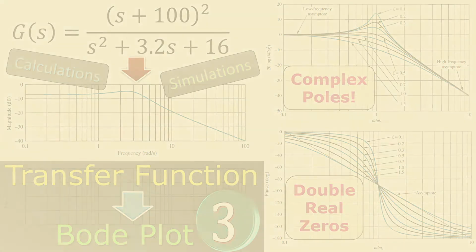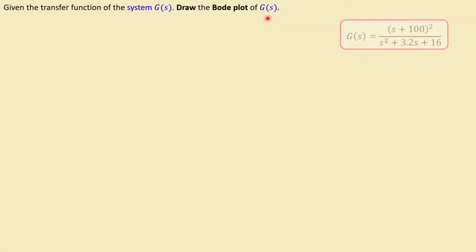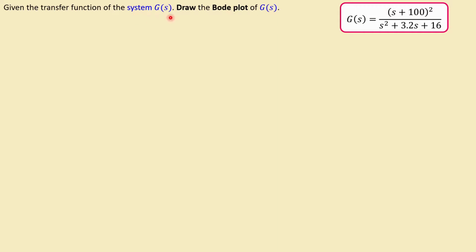So let's look at our problem, and the situation is given as follows. We have the system G, and we would like to draw the Bode plot of that. This is the system. We can see there's a double zero, and this is the complex pole for this system. So what are the steps?